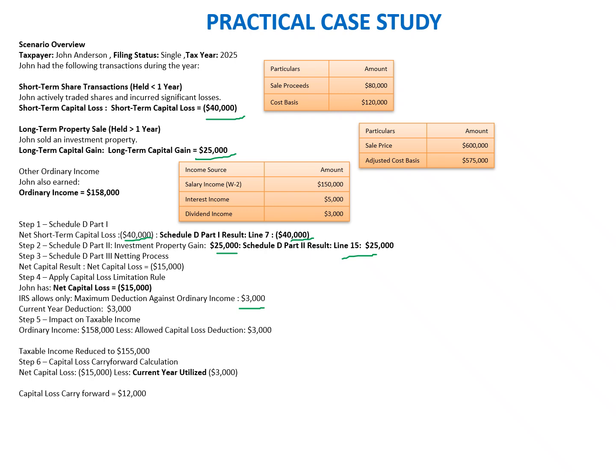So the total taxable income is 1,58,000 of other income, which is salary plus interest plus dividend, and then there's the capital loss reduction of 3,000, which reduces the total income to 1,55,000. Step 6 is the carry forward of the losses. The total loss reported was 15,000. 3,000 got adjusted in that particular year against the other income. The balance 12,000 would be carried forward to future years. This is the complete example to showcase how the carry forward and the adjustments happen. Now we'll move to the final key takeaways.